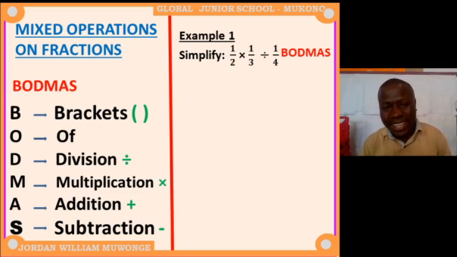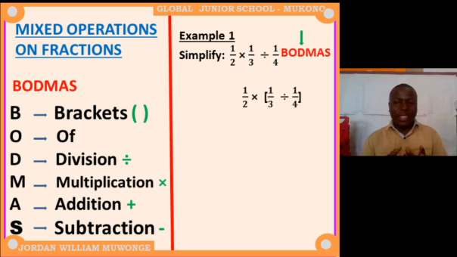Yes, Lutakumi Morgan, share with us. Which signs are you seeing in this example 1? Thank you. It is multiplication and division. But now, if you consider BODMAS, which of the two operations should come first? That is division. Therefore, where there is division, those two fractions which are having that division sign must be put in brackets to show that you are going to begin with division.